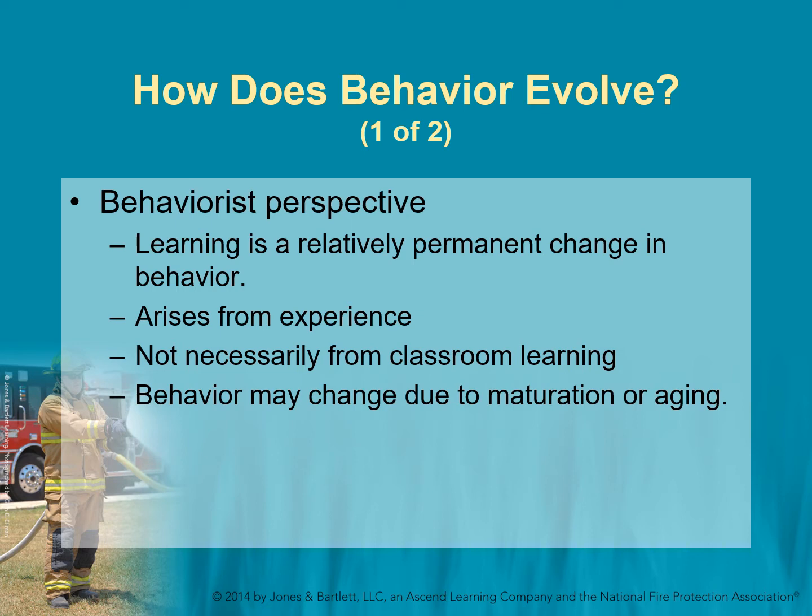How does behavior evolve? From a behaviorist perspective, learning is a relatively permanent change in behavior. It arises from experience, not necessarily from classroom learning, but from other experience in the particular subject. Behavior may change due to maturing or aging, and certainly we see this happen. I can look back to the early 90s when I first started volunteering in the fire service to where we're at right now, and certainly my behaviors have changed quite a bit.